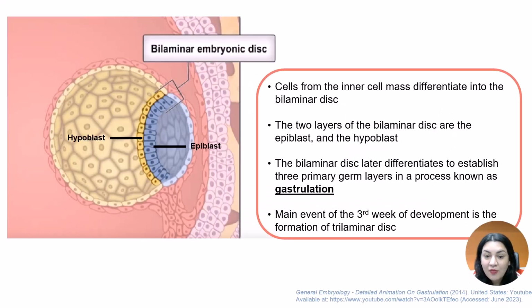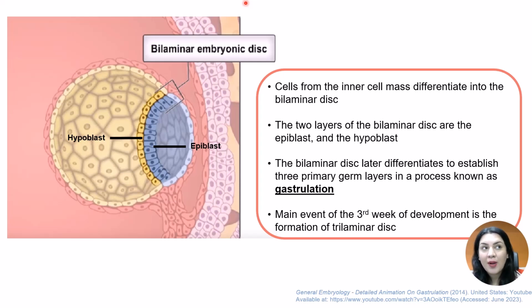Okay, so if we then go on to the third week of development, we can start to get into the nitty-gritty a little bit of how we go from really just being a big pile of cells to looking and functioning like human babies. So this next process that we're going to look at is the differentiation of that bilaminar disc, the two-layer disc, which was the epiblast cells and the hypoblast cells, into a trilaminar disc, so 3 layers.